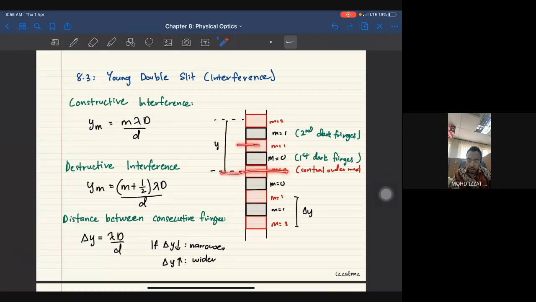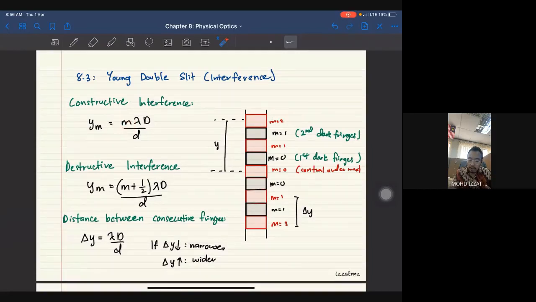So this one here is basically your first bright fringe, m = 1. Second bright fringe, m = 2. So no problem. For bright fringes or constructive interference, if they give you the number of fringes, you can still substitute inside here straight away.